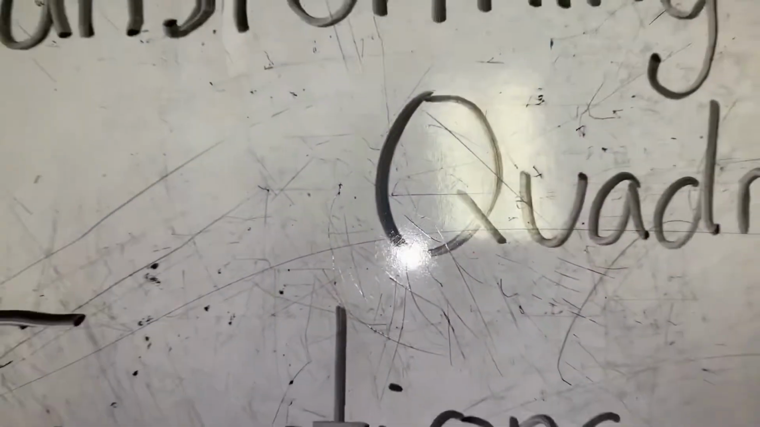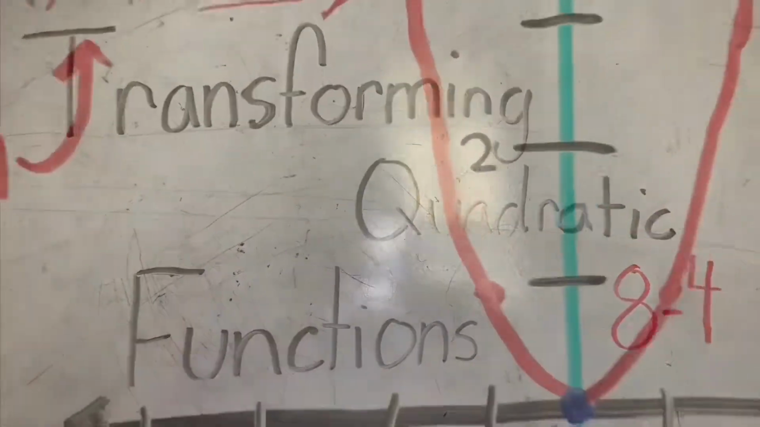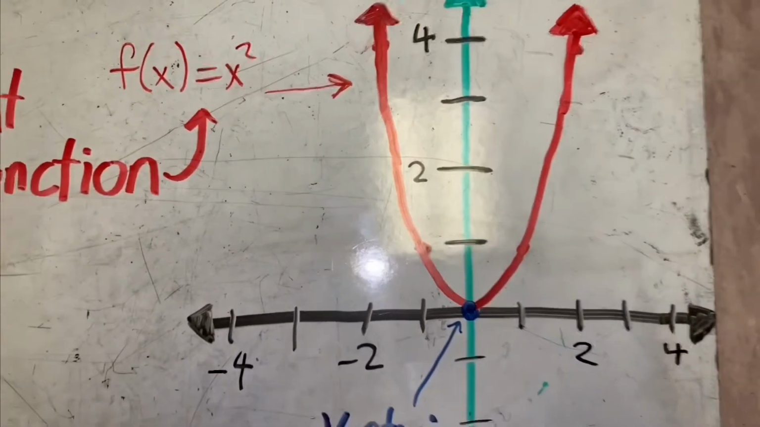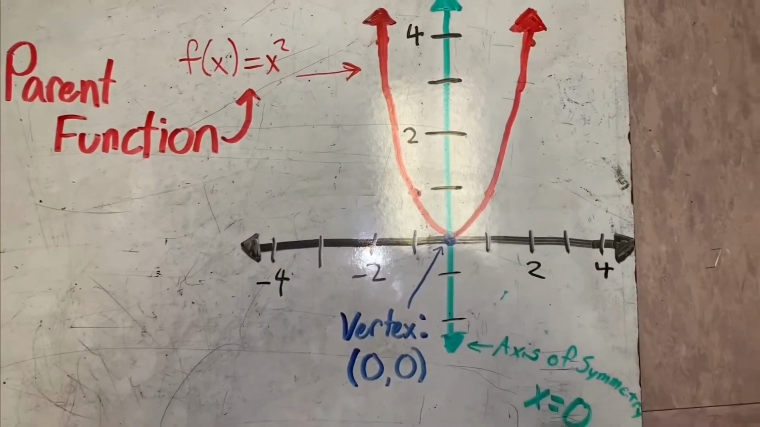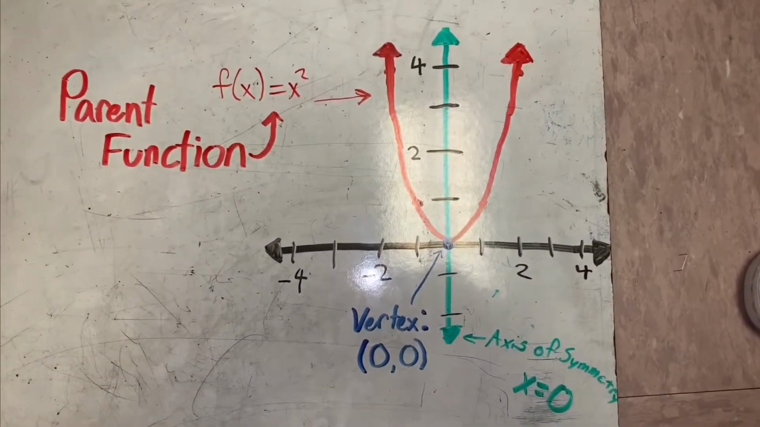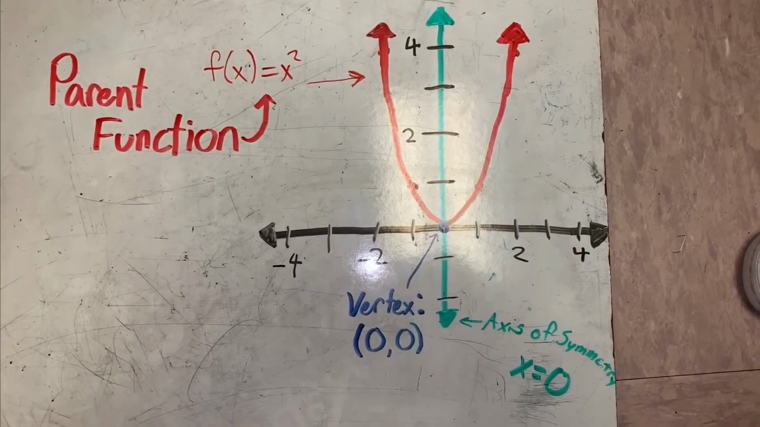8.4. Transforming quadratic functions. For the parent function, f of x equals x squared, the axis of symmetry is x equals 0 or the y-axis. The vertex is (0, 0). The function has only one zero, (0, 0).